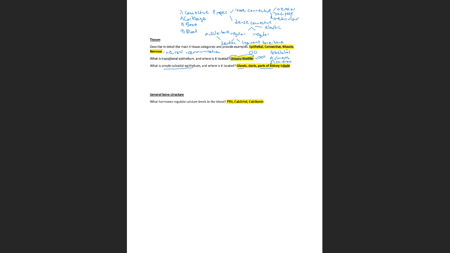Now, we're going to talk about the hormones that regulate blood calcium levels. We have PTH, calcitriol, and calcitonin. PTH and calcitonin are similar. Can you guys tell me how? What do they do to blood calcium levels? Do they bring it up or do they bring it down?